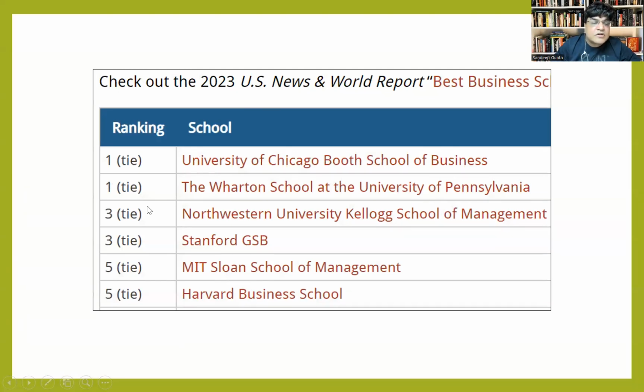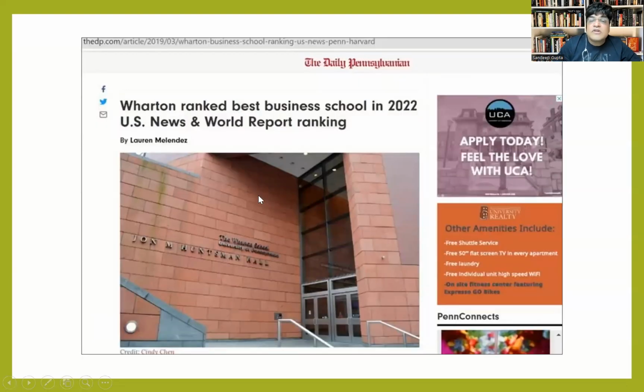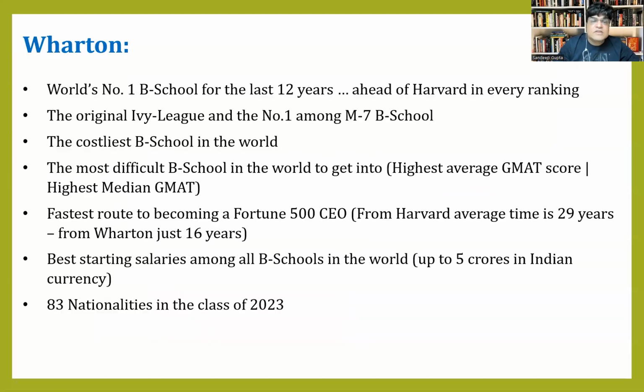Harvard is at this 1, 2, 3, 4, 5, 6. So overall, first and second are tied, third and fourth are tied, fifth and sixth are tied, like this. But 2023 में Wharton is number 1. 2012 में it was number 1. 2022. Why am I showing you this? There is a reason. So it is world's number 1 B school for the last 12 years. Number 1. It's called the original Ivy League.